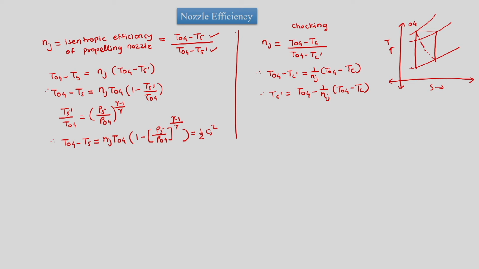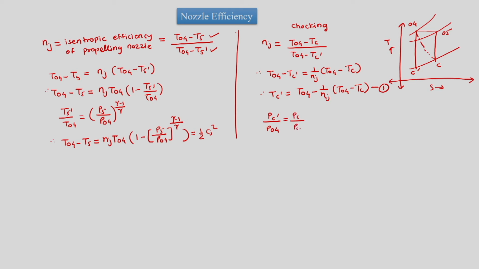Where this is naught 4, this is C dash, C and naught 5. Here we are interested to find out the choking condition, so we should know what is the choking pressure in which nozzle would get choked. So we are interested in finding out. We will number this equation as 1: Pc dash upon P naught 4, for given P naught 4, in which Pc or Pc dash nozzle would get choked.